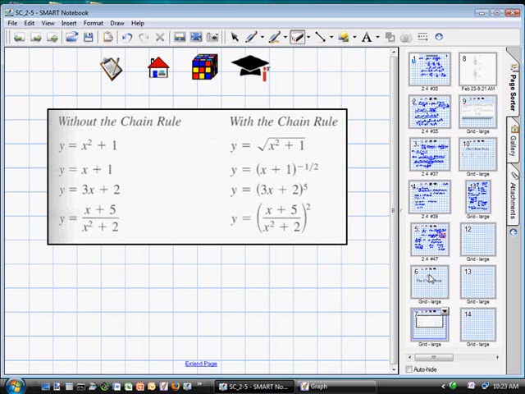Here we have an outer, take it to the 5th, inner, 3x plus 2. Outer, take something and square it. Inner, got a quotient, which we know how to deal with. So over here, these are all single functions. These are all two functions composed together. When you have composed functions and you want to find a derivative, you have to use what is called the chain rule.